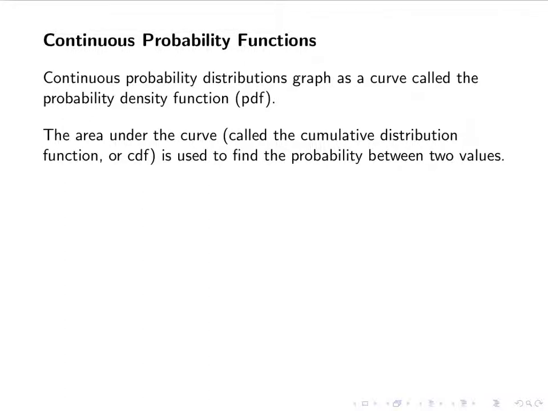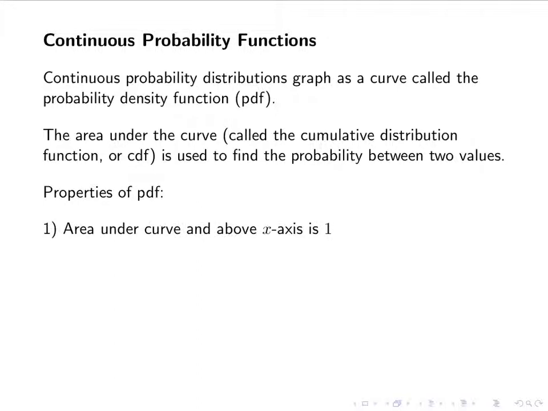So instead of a table, since this is continuous, I can't list all of the values in a table, we use a curve or a picture. And the area under the curve, which is called the cumulative distribution function, or the CDF, is used to find the probability between two values. So we have some properties of the PDF. The area under the curve and above the x-axis is 1.